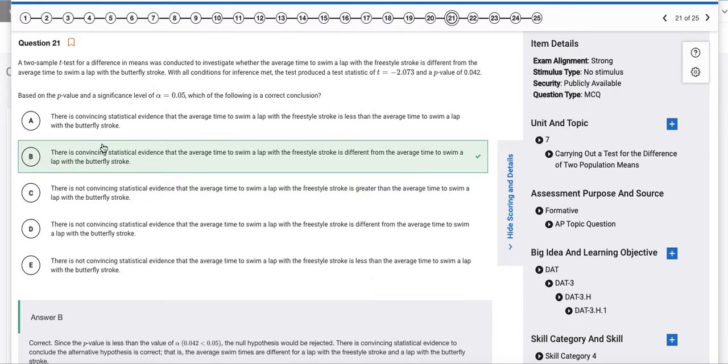So when you write your second sentence in your conclusion, it should say different, okay? Not greater than, not less than, but not equal to, okay? So there is convincing evidence because you notice your p-value right here is less than your alpha, your significance level.